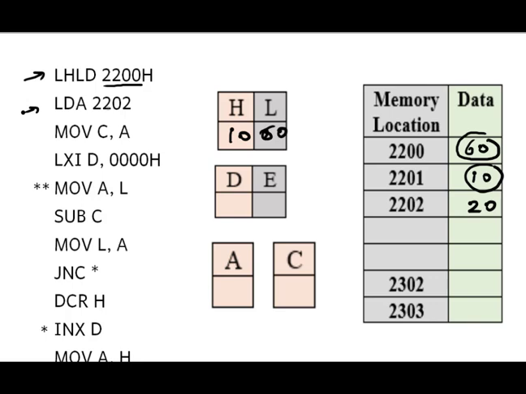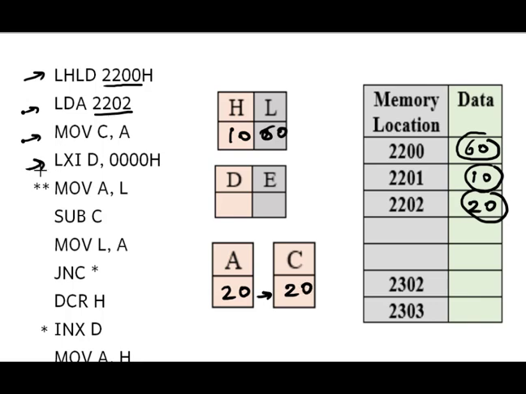This is LDA 2202. Now this LDA 2202 transfers the contents from memory location 2202 to register A. So this data at 2202, 20, comes to register A. Then this is actually the divisor, which will divide this 1060. So we first transfer it into A, and then the next instruction, MOV C, A, sends the data from A to register C. So this also becomes 20.